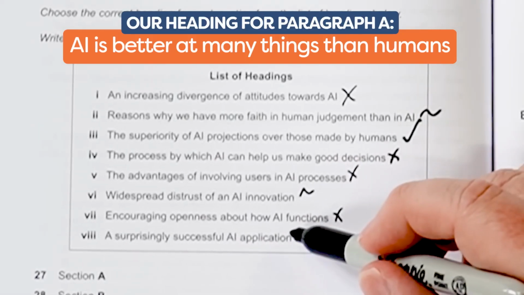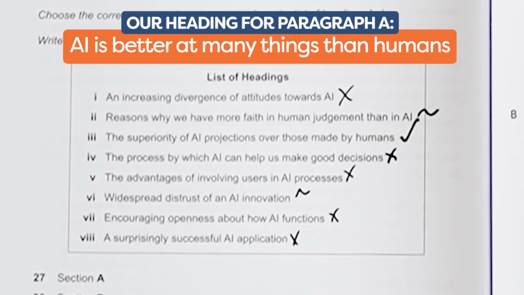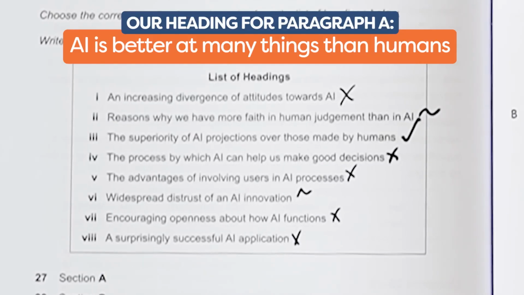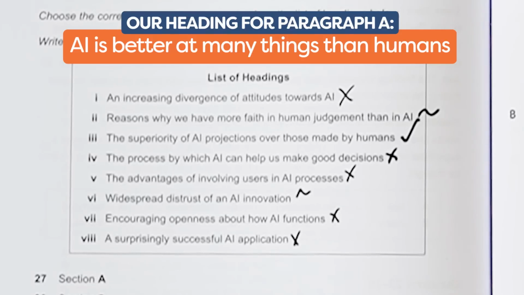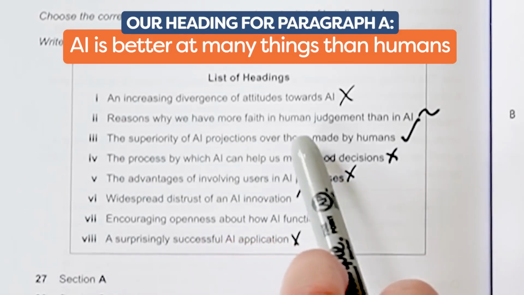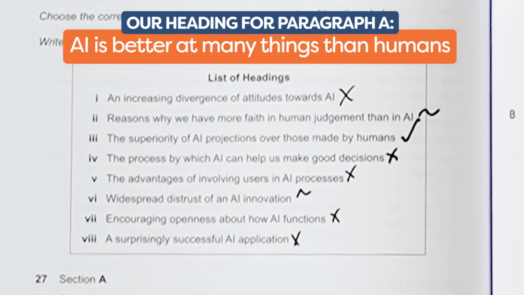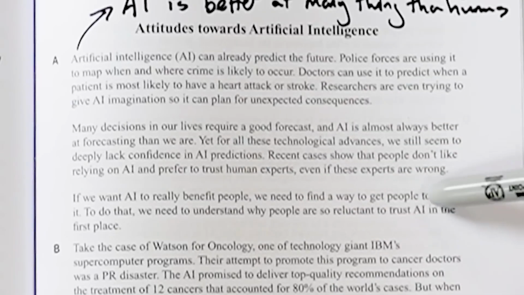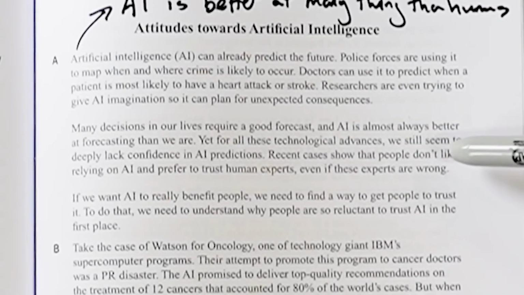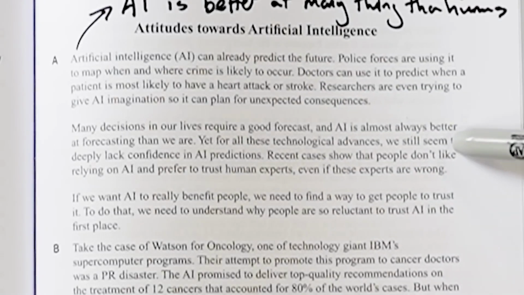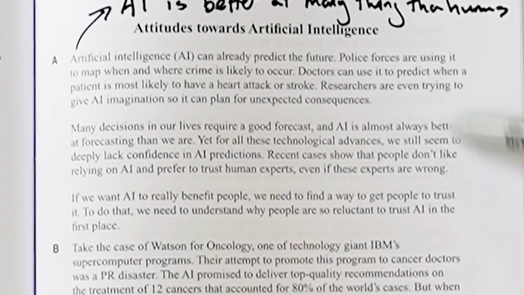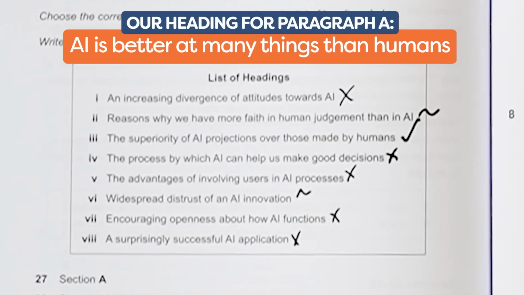And a surprisingly successful AI projection, no. So we have one that we think probably is the correct answer and two maybes. So what we do now is we look at the difference between those three. So reasons why we have more faith in human judgment than in AI. Now we can go back and think, does it talk about reasons why we have more confidence, more faith in AI? It doesn't give any reasons.